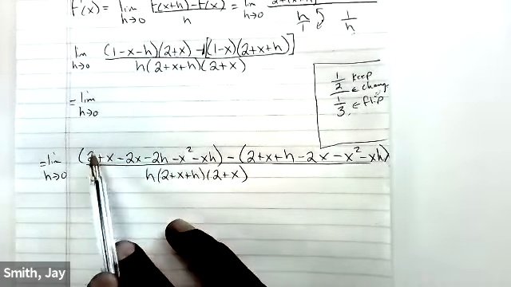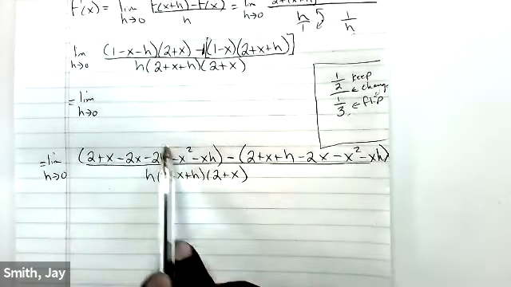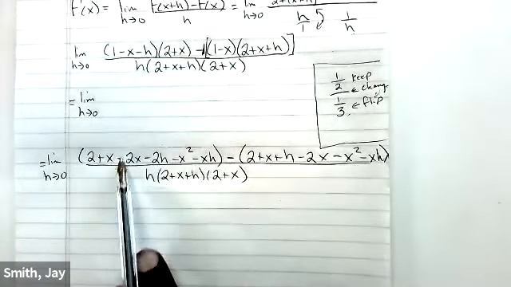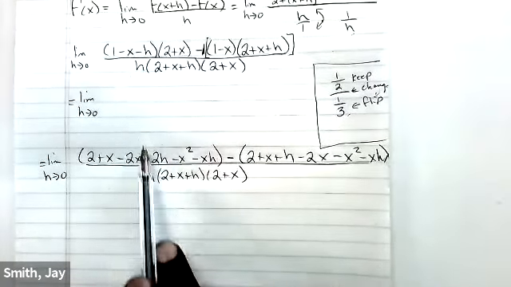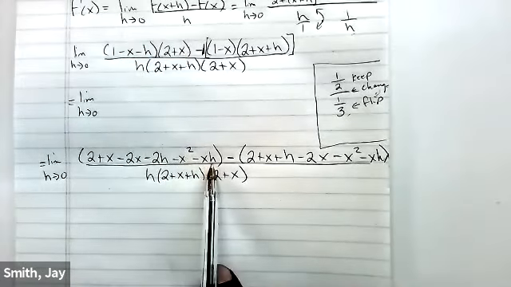2 times 1 gives me 2. 2 times negative x gives me a negative 2x. 2 times negative h gives me a negative 2h. Then I'm going to multiply everything by x. x times 1 gives me x. x times negative x gives me a negative x squared. And x times negative h gives me a negative xh.